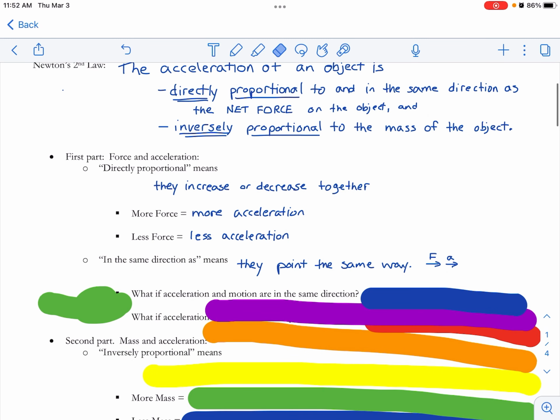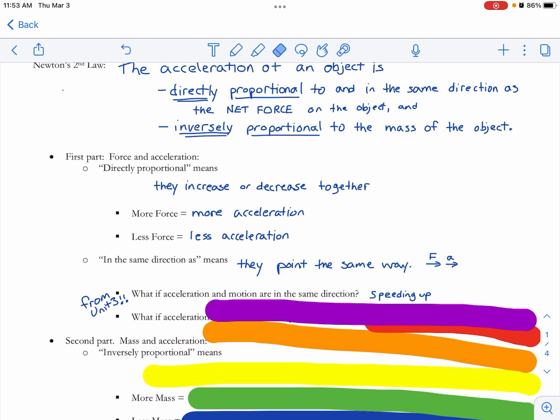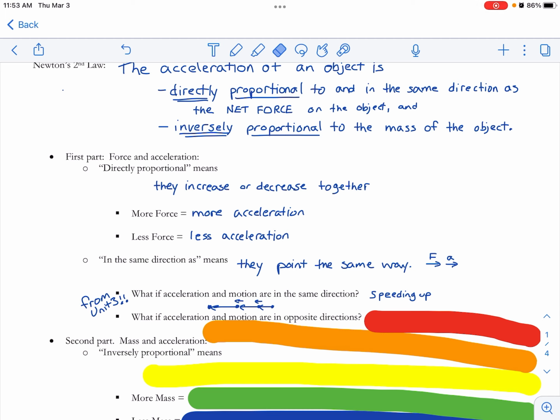I'm going to draw some pictures here. This is from Unit 3. Do you remember way back last semester in Unit 3 when we talked about acceleration? So if acceleration and the motion are in the same direction, what does that mean for the force and how it's going to change the motion of the object? If the motion and the acceleration are in the same direction, that means that the object is probably going to be speeding up. Now we drew motion diagrams. They looked like that. So remember our motion diagram. In this picture, we've got our object moving to the left, and the acceleration is also to the left. That object is speeding up.